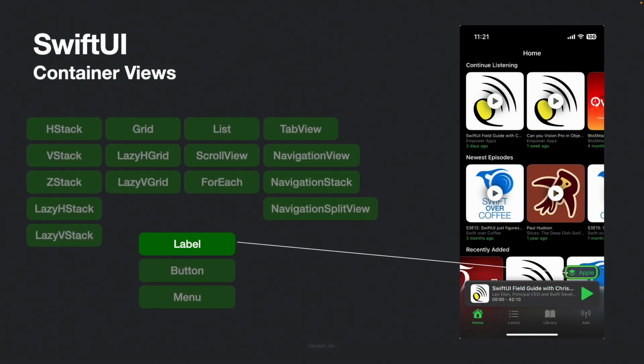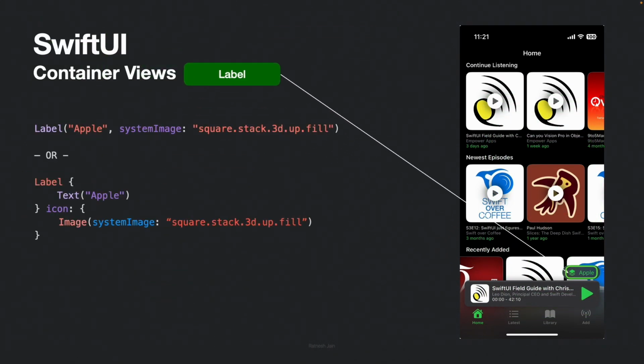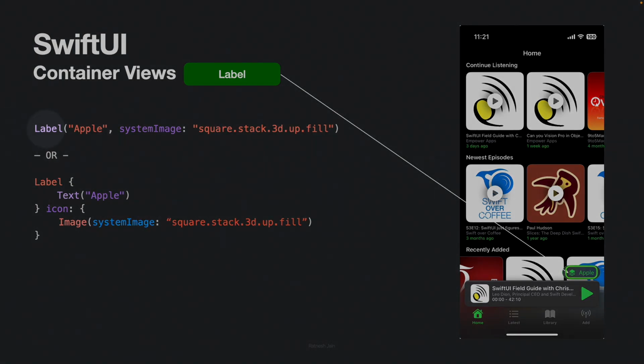The label and text are different. Text only displays a text string value, but label also takes an image. This is one initializer that takes a title and a system image. We can also provide custom images here as well, and this is another initializer where we can provide raw text and the image as well.